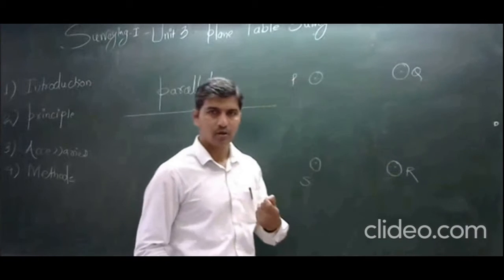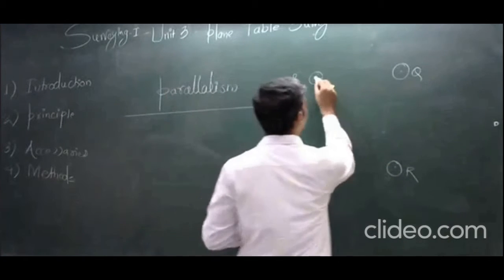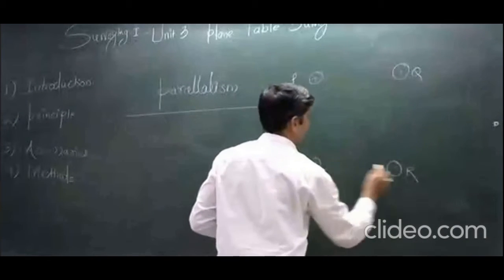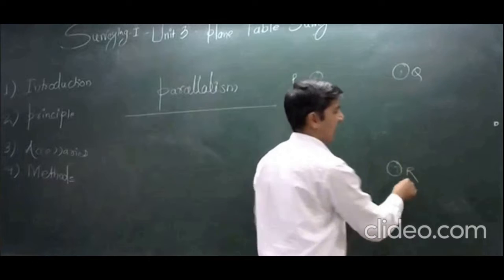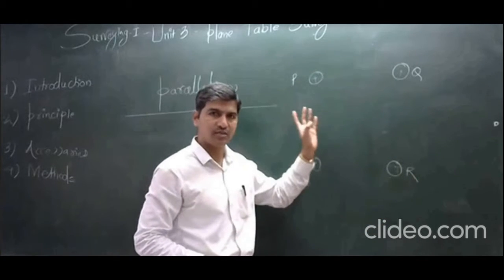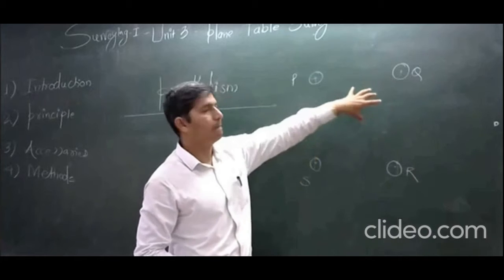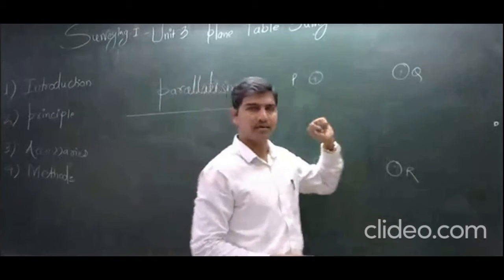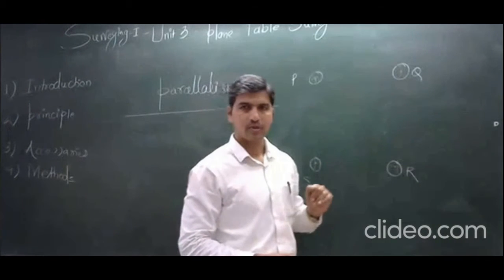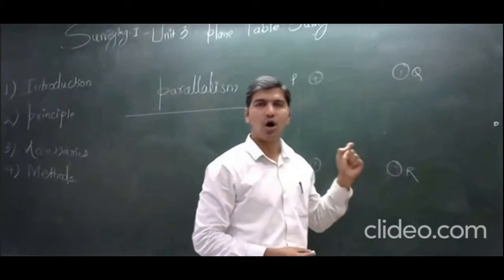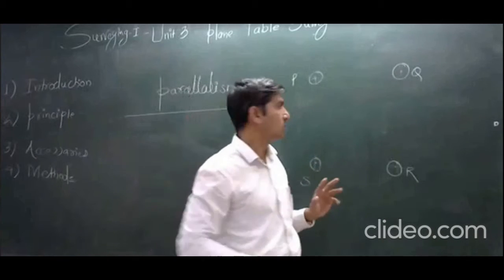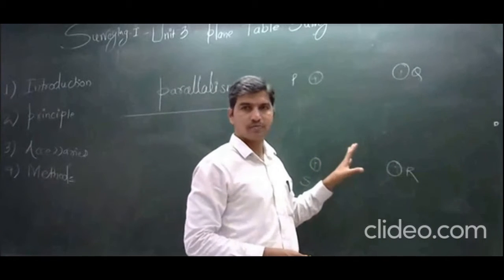We will find out the distance between P and Q, then the distance between Q and R. Respectively, we will find out the remaining 2 sides, and by taking some suitable scale, we will plot it on the drawing sheet. So this is one of the methods.